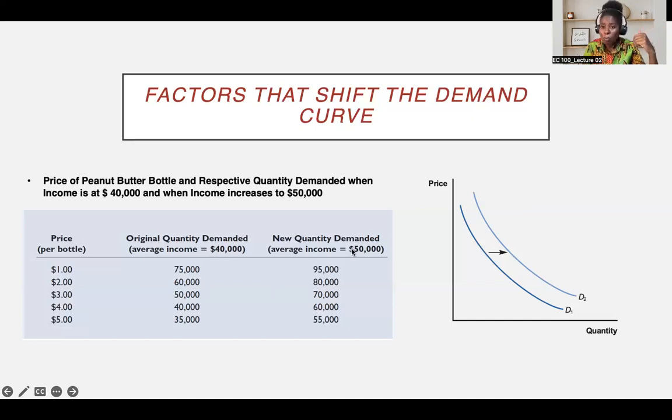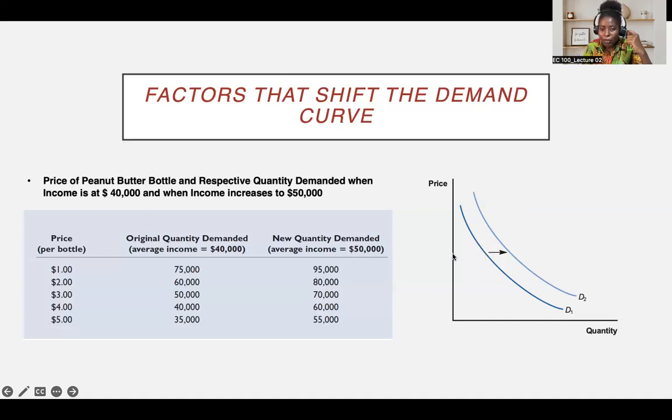So your boom has increased from an average of 40,000 to 50,000. That means you have more money, right? So more income gives you more purchasing power. Price is still the same, but you have more money. That means you are able to buy more units, even when the price is the same.